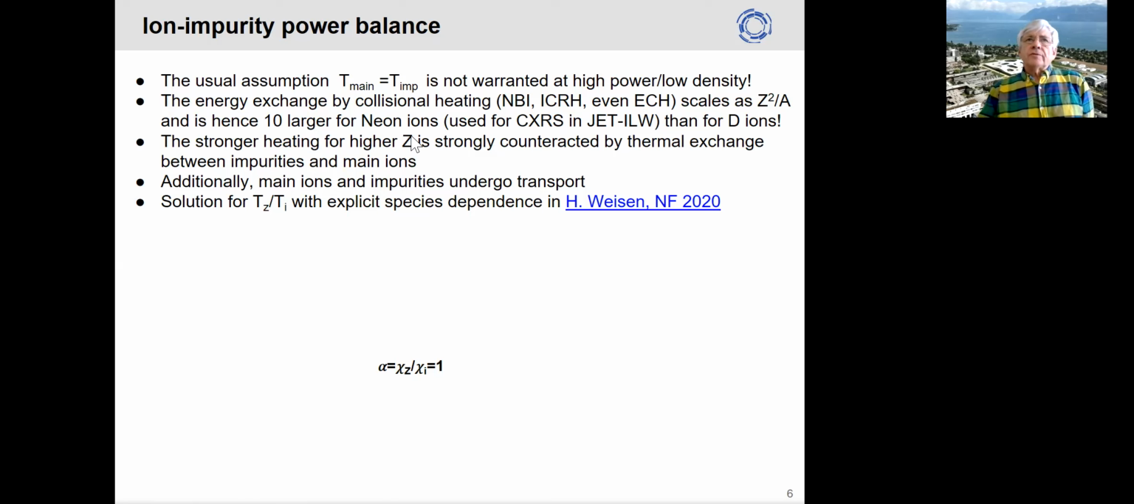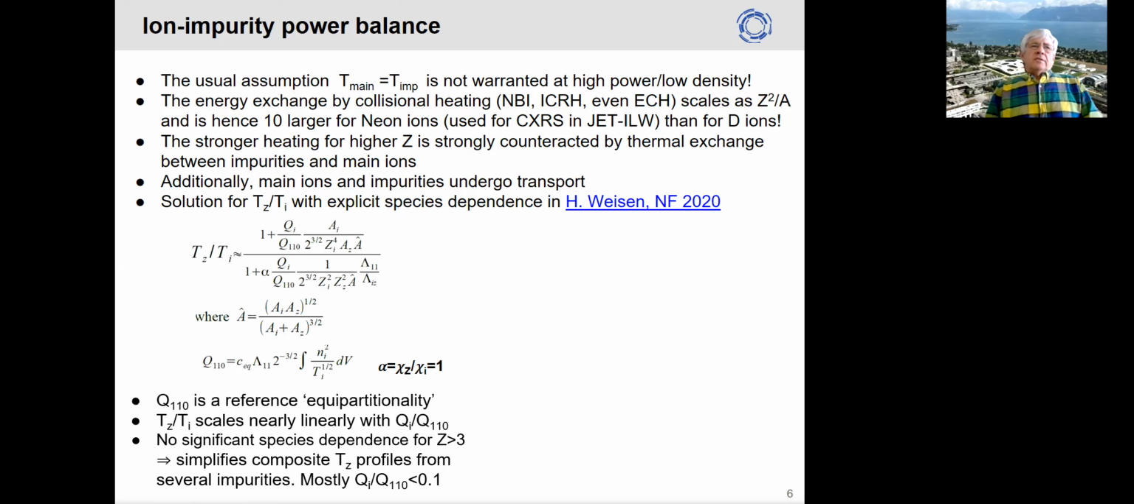Neon ions are used for charge exchange recombination spectroscopy in JET with the ITER-like wall. The stronger heating for higher Z is strongly counteracted by thermal exchange between impurities and main ions. Additionally, the main ions and impurities undergo transport. A solution can be found for the ratio of the impurity to the main ion temperature with explicit species dependencies, and you can look at it in this Nuclear Fusion paper.